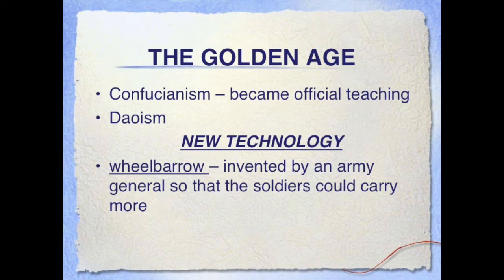And what that means is things were happening and improving. First of all, Confucianism was brought back and became the official teaching, along with the philosophy of Taoism. Remember, that is bonding with nature. New inventions help Chinese workers produce more. So we're going to take a look at some of these technology and inventions.